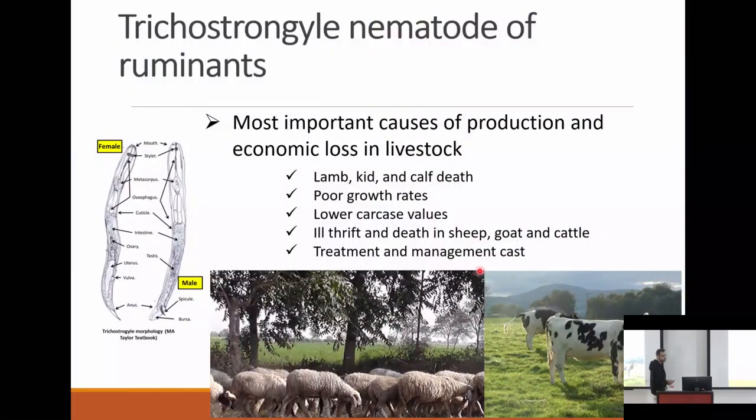Okay, so Trichostrongyle nematodes are the most important cause of production losses and economic losses in livestock. How? Due to treatment and management costs, due to the death of calves, lambs, or kids, and poor growth rate. These are the most important causes of production losses in livestock.